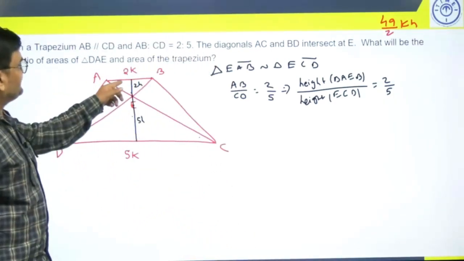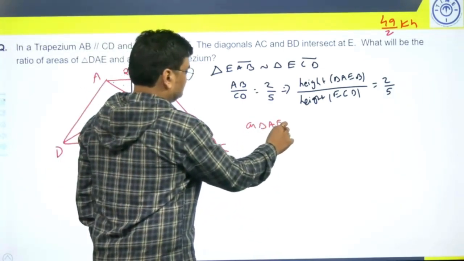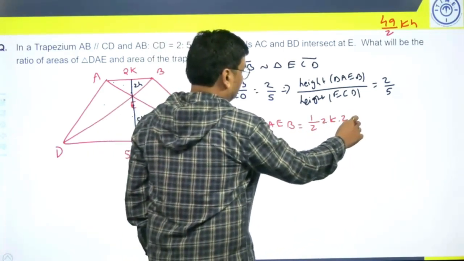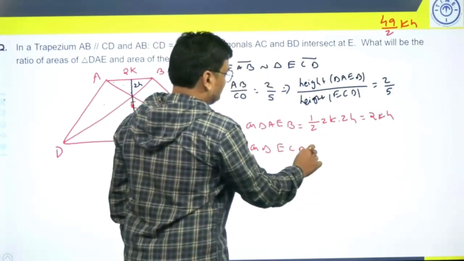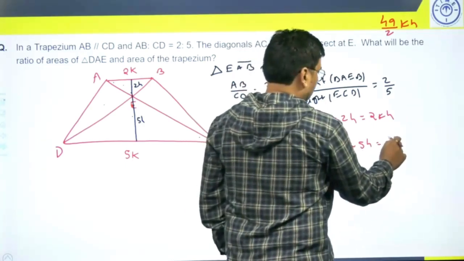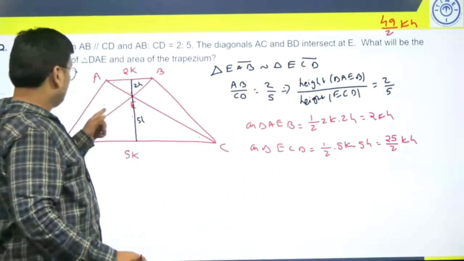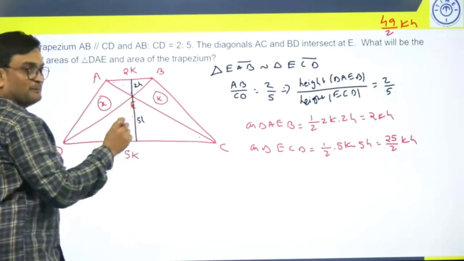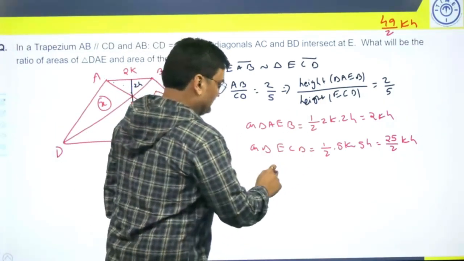Next, what will be the area of this triangle AEB? The area of triangle AEB is nothing but half base into height, which is 2kh. What is the area of triangle ECD? It's half base into height, which is 25 by 2, which is 12.5, 25 by 2 k into h. Now what is the area of DAE? We don't know, let it be x. What is this? This will also be x. You remember one of the properties, these two triangles will have equal areas. Thus can I say total area?